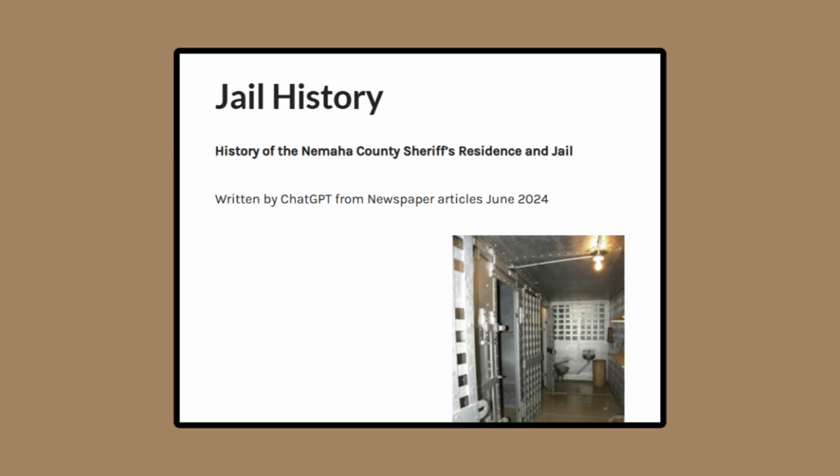Now, here's something that jumped out at me. On the jail history page, it says the text was written by ChatGPT using newspaper articles in June 2024. Saw that too. What does that signal about their approach to using AI? I think it shows they're pragmatic. They're not replacing human research, but they are using AI to help synthesize potentially huge amounts of source material, those old newspaper articles, into something readable for the public.